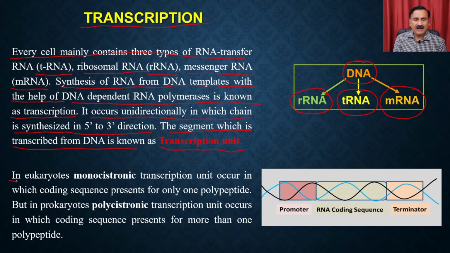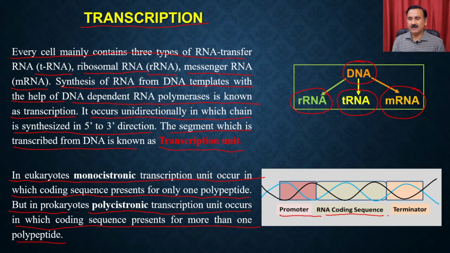In eukaryotes, you have the monocistronic transcriptional unit, in which the coding sequence is present for only one polypeptide, whereas in prokaryotes, the polycistronic transcriptional unit occurs, in which the coding sequence is present for more than one polypeptide. What you see here is one individual transcriptional unit. When you transcribe the DNA, you get one transcriptional unit with the promoter, the RNA coding sequence, and the terminator. During transcription, you synthesize three different types of RNA molecules: ribosomal RNA, tRNA, and messenger RNA.